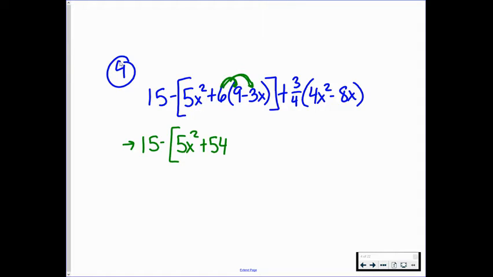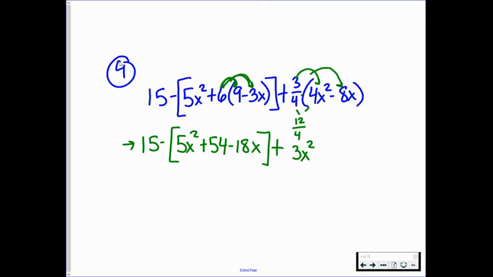6 times negative 3x is negative 18x. I'm going to keep that bracket there. Plus, now I'm going to distribute the 3/4 through that set of parentheses. 3/4 times 4. Remember, you multiply 3 and 4 together to make 12 over 4 in the denominator. 12 over 4 simplifies to 3x squared.